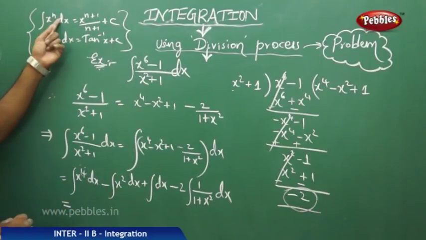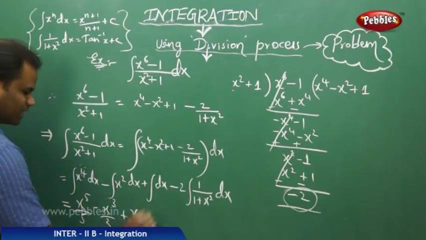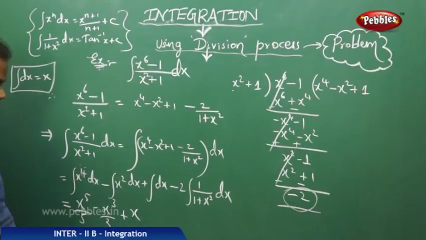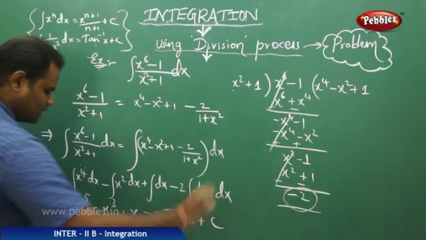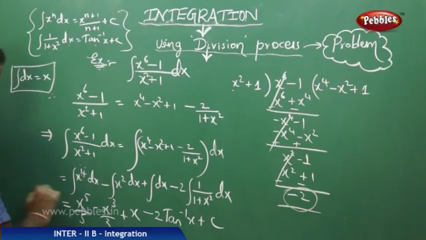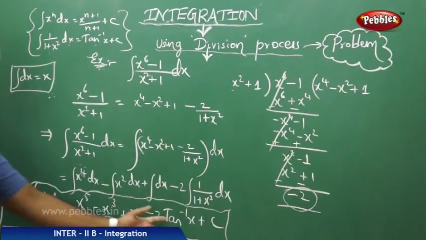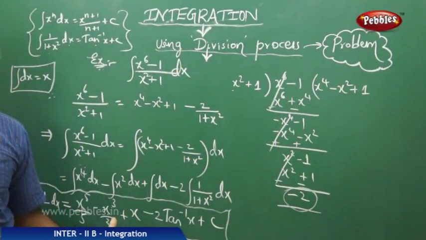So n being 4, x power 4 integrates to x power 4 plus 1 by 4 plus 1, minus x power 2 plus 1 by 2 plus 1, and integral dx is x, because we know this as the special case, minus 2 times integral 1 by 1 plus x squared dx, which is tan inverse x, plus c. This is what we obtain for the integral of (x power 6 minus 1) by (x squared plus 1). This is how we do it using the division process, and then finding the integration becomes easy.